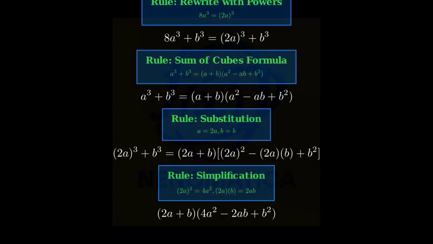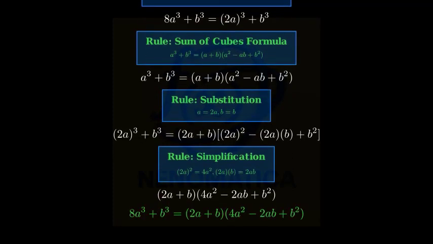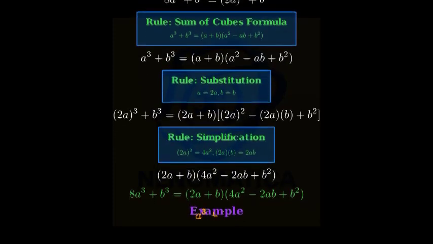So we've successfully factored our original expression. 8a cubed plus b cubed equals (2a plus b) times (4a squared minus 2ab plus b squared). Let's move on to our second example.